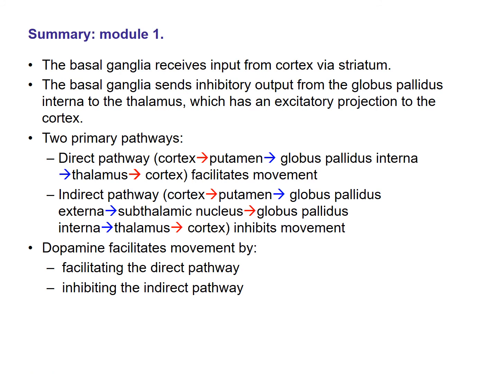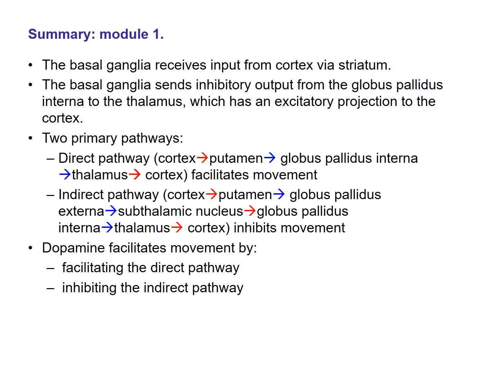So this is a summary slide, hopefully to help you consolidate your knowledge from this module. So the basal ganglia receives input from the cortex via the striatum, and it sends inhibitory output from the globus pallidus interna to the thalamus, which has an excitatory projection to the cortex. Thalamus is like an overexcitable puppy that always wants to excite cortex.